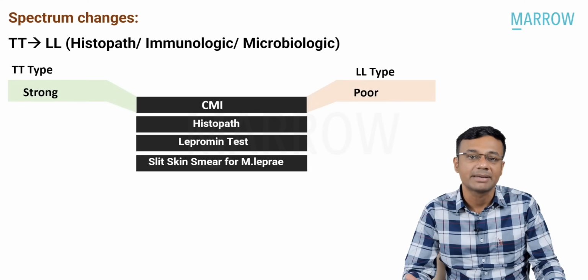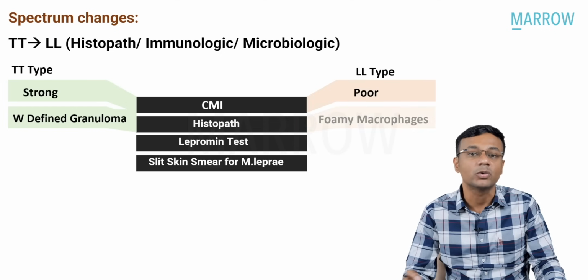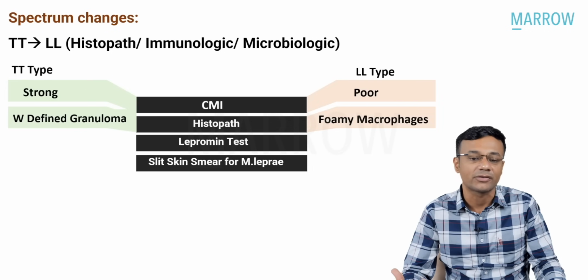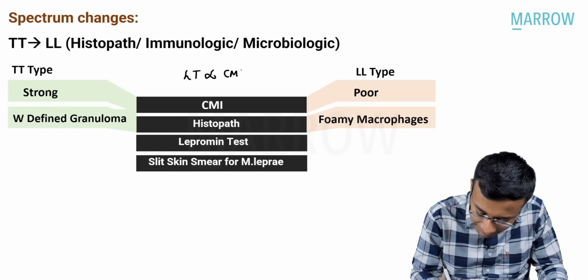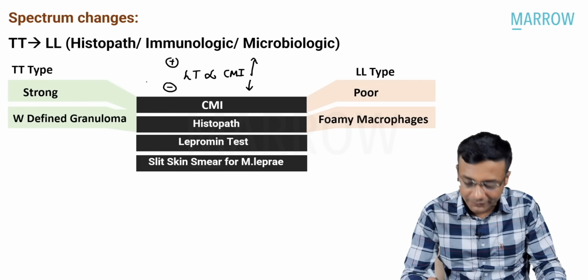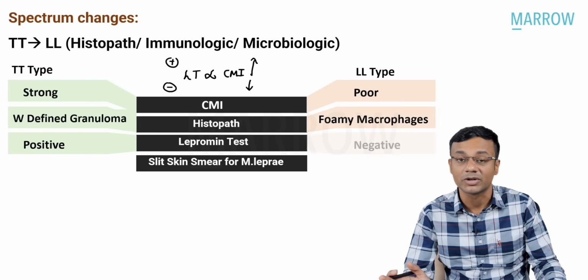Because of the strong CMI, what happens? You get a very good, well-defined granuloma in TT, whereas in LL, because of the poor CMI, you're going to get only foamy macrophages. There are no well-formed granulomas, only foamy macrophages here. The lepromin test is directly proportional to our cell-mediated immunity. If the immunity is higher, the test will come positive. If the immunity is lower, the test will come negative. That's why in TT leprosy, lepromin test is positive, and in LL, it is going to be negative.